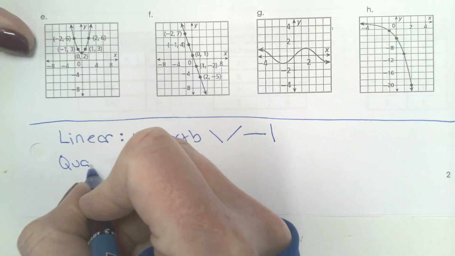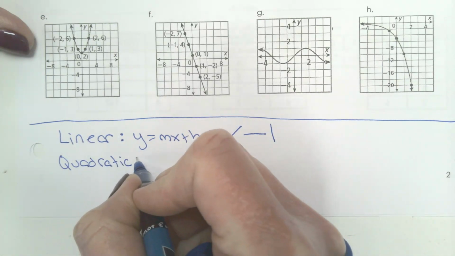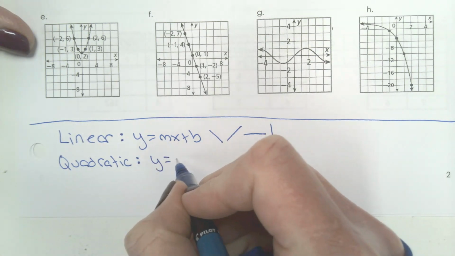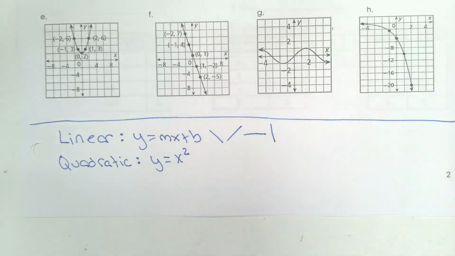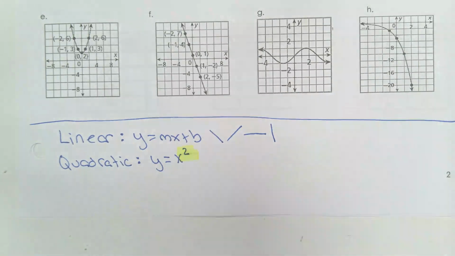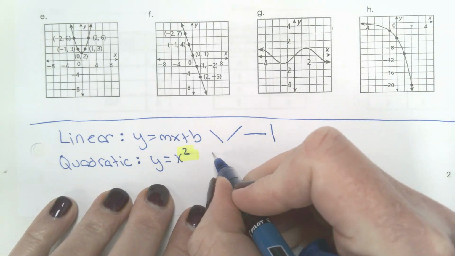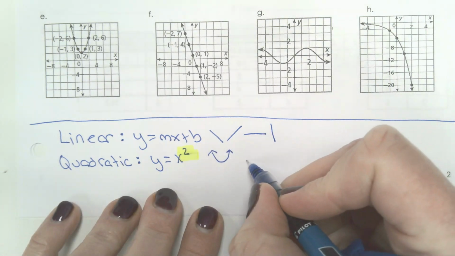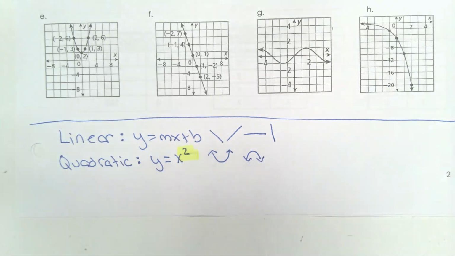The next one is quadratic. We did quadratics back at the beginning of the year, and you would be able to tell if something is a quadratic if it was in the form y equals x squared. So very specifically, on a quadratic, I'm looking for an exponent of 2. And then if you have a quadratic, hopefully you remember that it's a parabola. It might open up, or it might open down. So visually on a graph, this is what you would see.